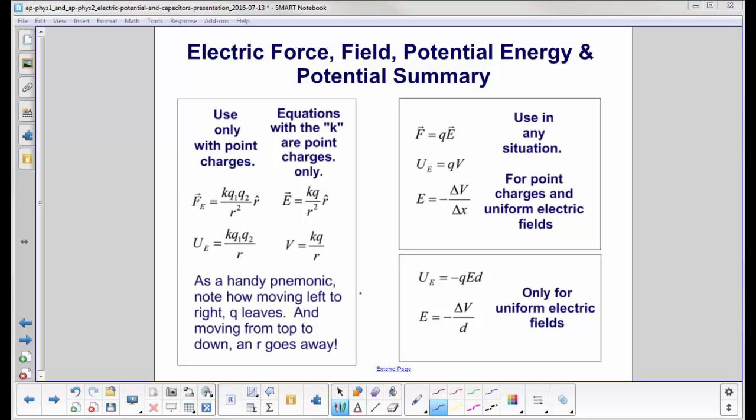Over the last 2 units, we've introduced some very interesting concepts: electric force, electric field, electric potential energy, and electric potential. And they're all very closely related. These equations here are generated by point charges, and that's all we can use. And you'll notice that each one of them has a K, Coulomb's constant.